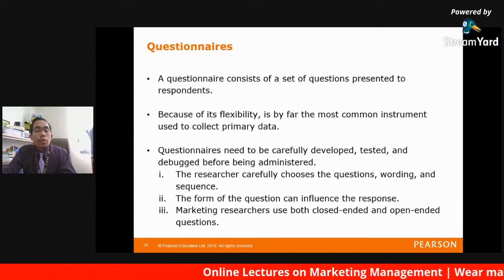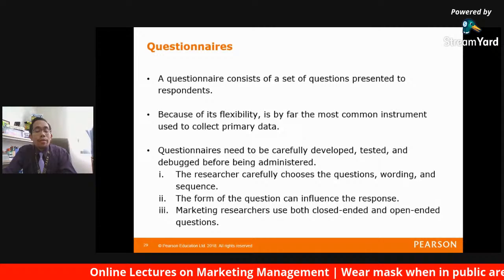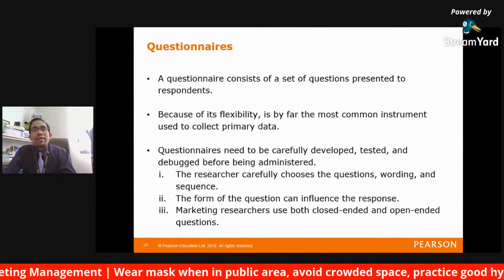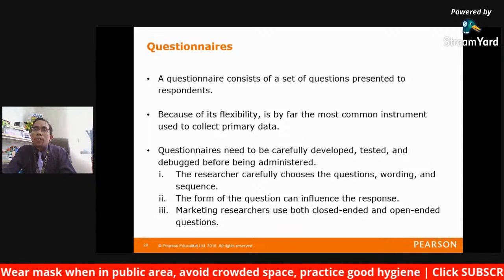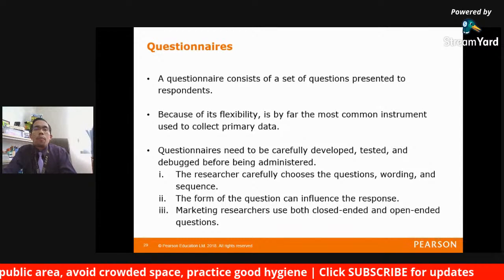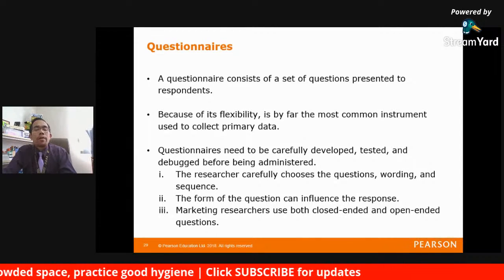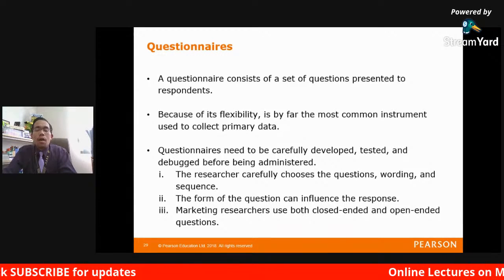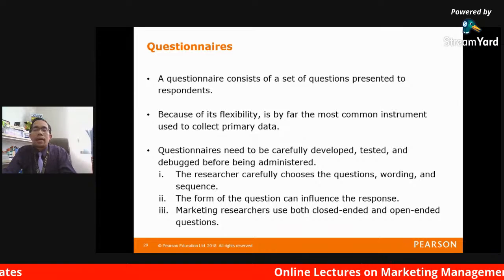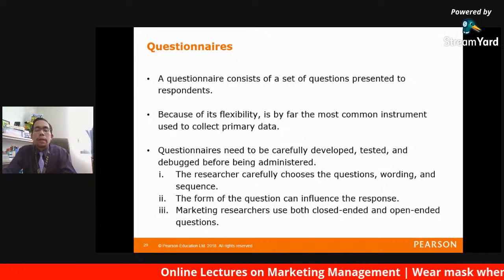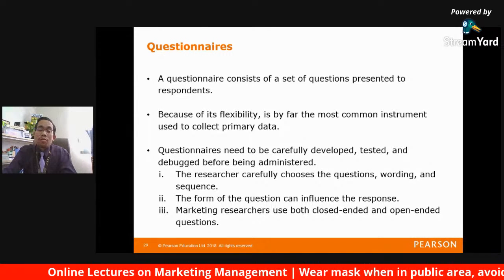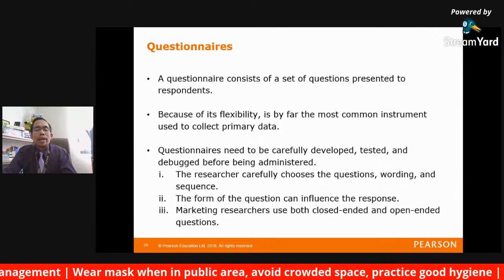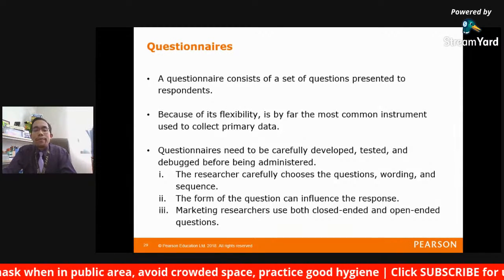Do you have somebody asking you to answer questions? I think as long as you go to the market, you open yourself to the people, you will be approached by such a person. Or if you have contacts through social media, you are also approached to answer those surveys. So the questionnaire is a very popular method to gather the data.